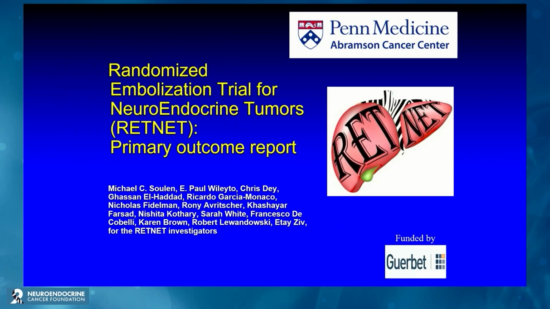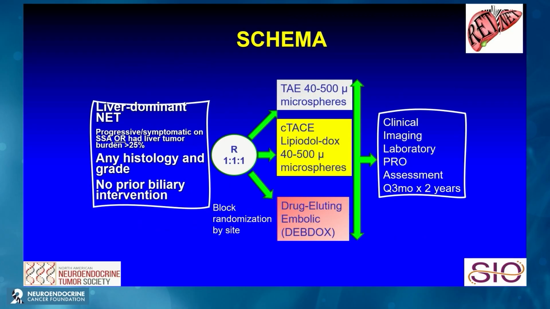So what to do? The NCCN guidelines actually don't distinguish between bland and chemoembolization because up to now, there haven't been any comparative studies. But now we've completed the RETNet trial, which was the randomized embolization trial for neuroendocrine tumors. For this study, we took patients who had the usual indications. They had liver-dominant disease that was progressive or symptomatic on an SSA or had a heavy tumor burden. It could be any histology, so lung, GI, pancreas. The major exclusion was no prior biliary interventions, no interventions in the bile duct, because that can increase the risk of infection. We'll talk about that shortly.